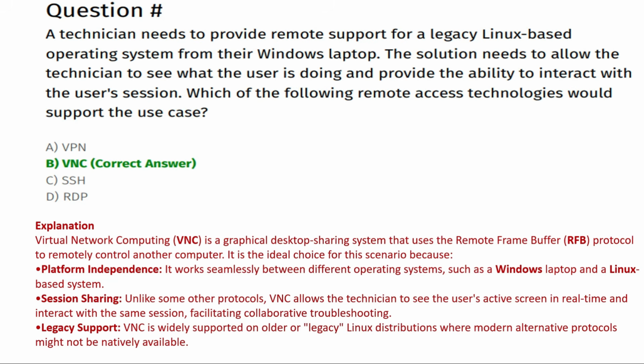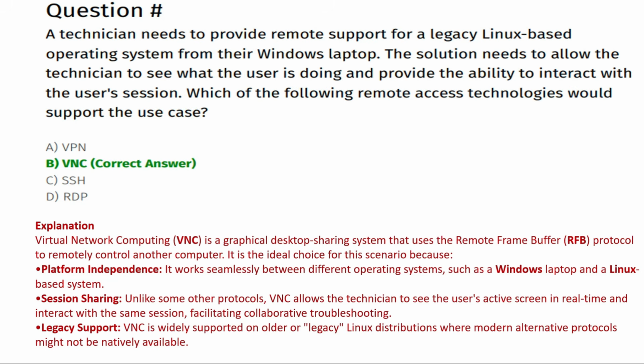And this is the question. A technician needs to provide remote support for a legacy Linux-based operating system from their Windows laptop. The solution needs to allow the technician to see what the user is doing and provide the ability to interact with the user session. So which of the following remote access technologies would support the use case? Option A, VPN; option B, VNC; option C, SSH; and option D, RDP.